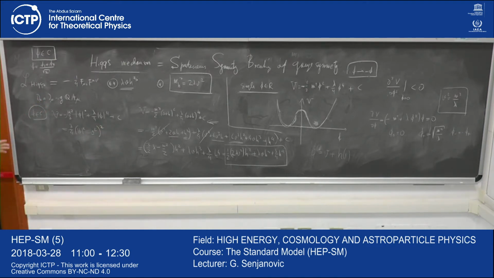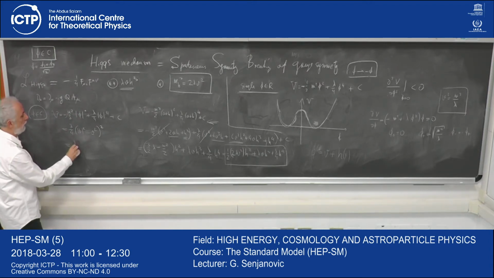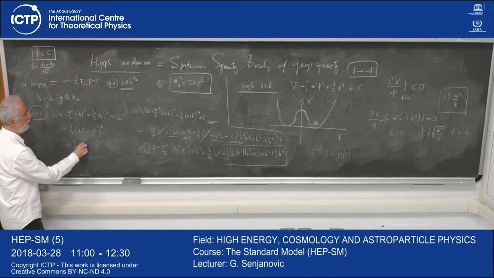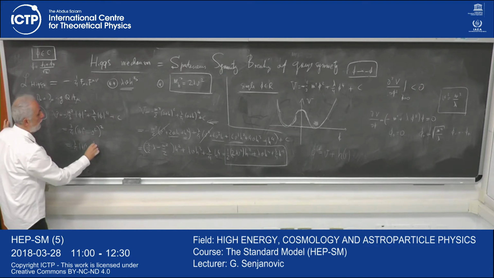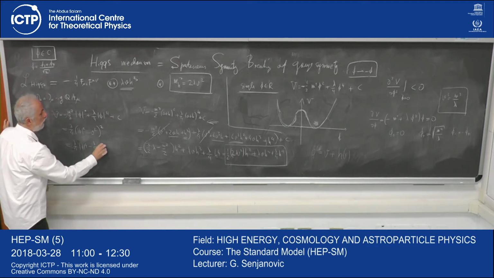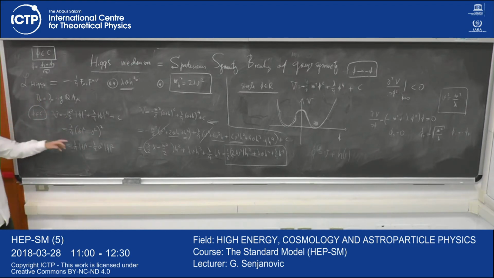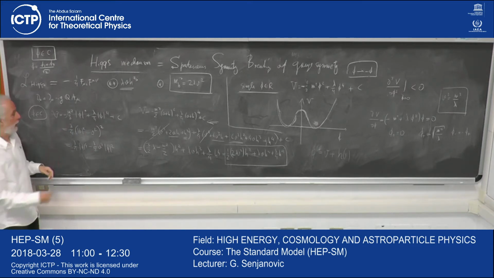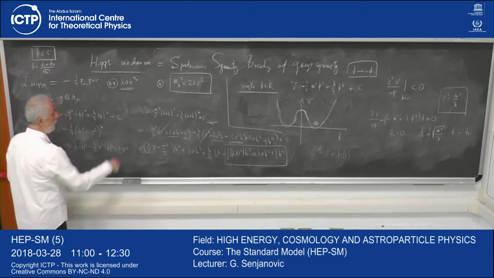I pause for a second to see whether you see that this is the same thing. Notice the first piece, lambda over 4, phi to the 4th. Here it is: minus lambda over 2, v squared, phi squared. Precisely. Previously I had v squared, lambda, I called it mu squared. Okay, this is what I got. And then I have plus lambda over 4, v to the 4th. This is my constant.